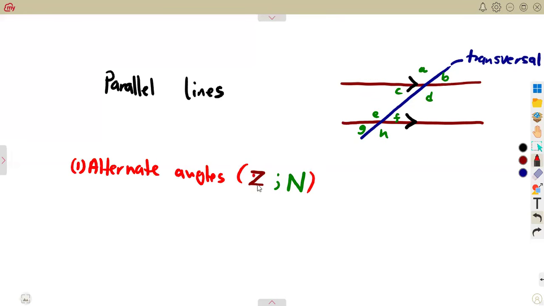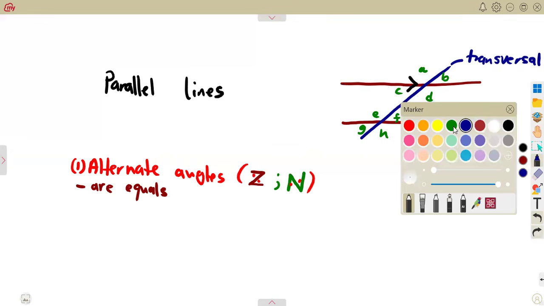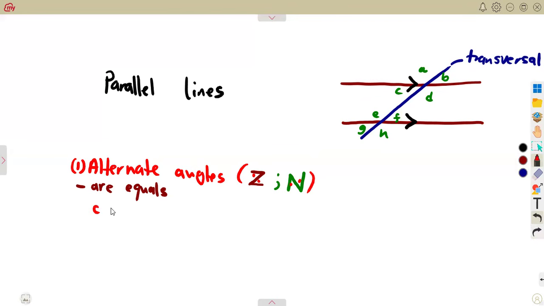So there is an angle here, there is an angle here, there is an angle here, there is an angle here. What is it about these alternate angles? They are equal. Whenever you talk about alternate angles, they are equal, the ones which form a Z, like I said before. So if you consider here, we are forming a Z, meaning the angle C and the angle F are equal. So C is equal to F, according to our diagram.